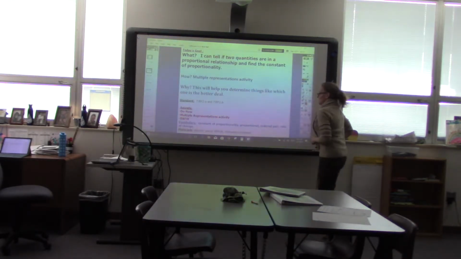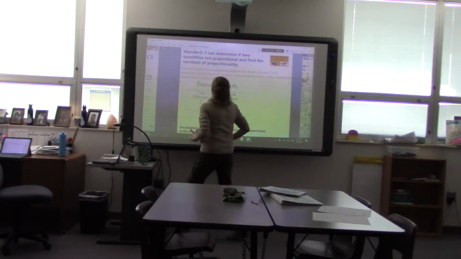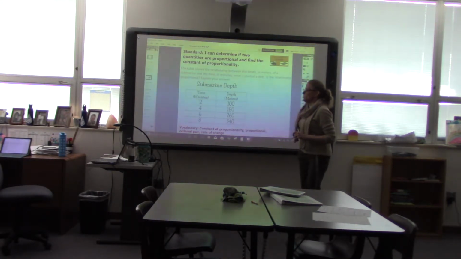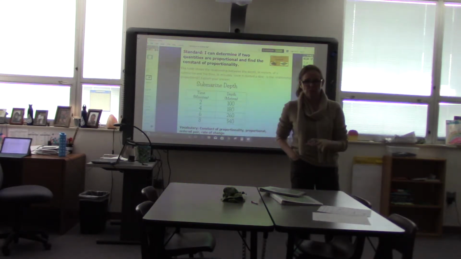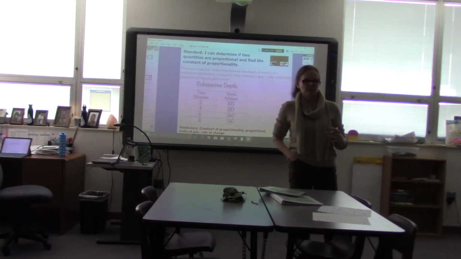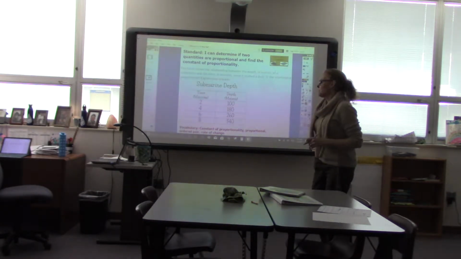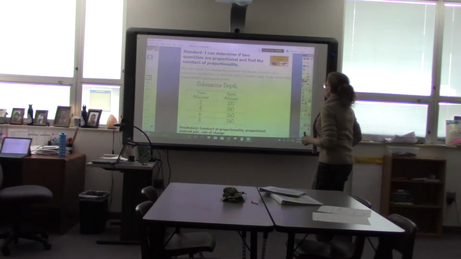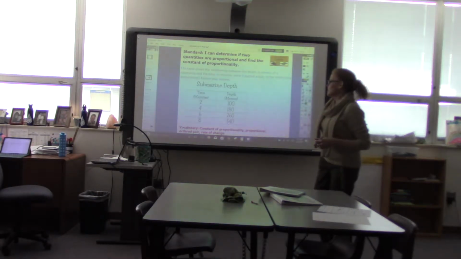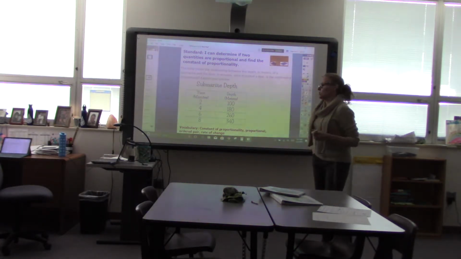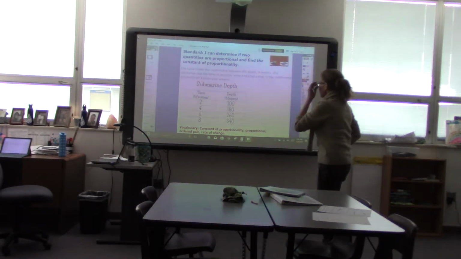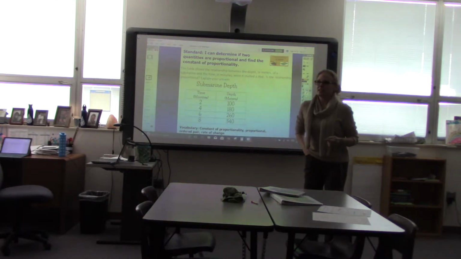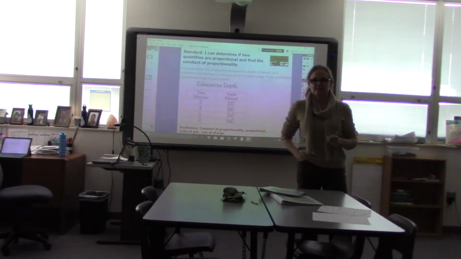So at this point, I have this sort of review which will tie into the skills that they need to be successful in the multiple representations activity. I took the one that I thought was the one they still kind of are not 100% solid on. In this case, a table shows the relationship between the depth in meters of a submarine and the time in minutes as it started to dive. Is the relationship proportional?